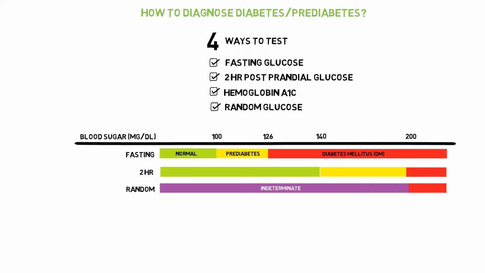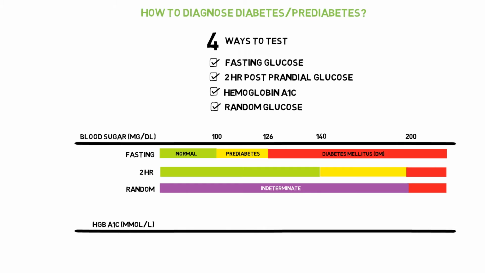For the hemoglobin A1C, which again is a 3-month average of the blood sugar, we want to remember the numbers 5.7 and 6.5. It's normal to have an A1C up to 5.6. 5.7 to 6.4 is considered prediabetes, and 6.5 and above is suggestive of diabetes.